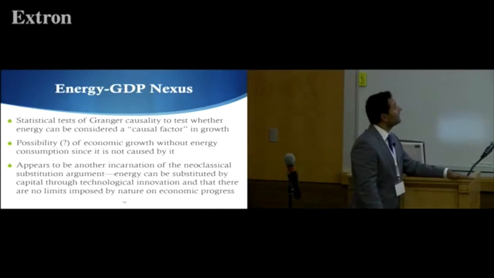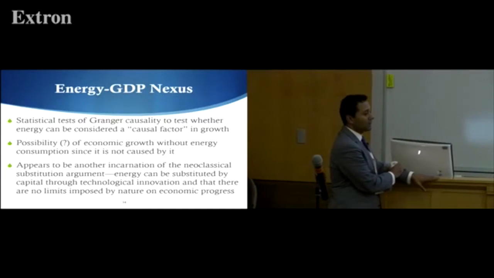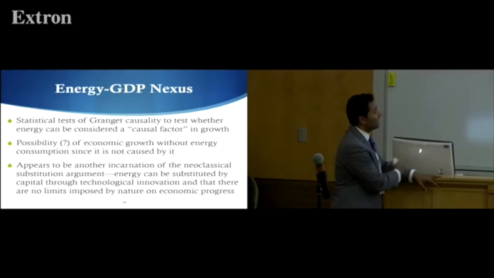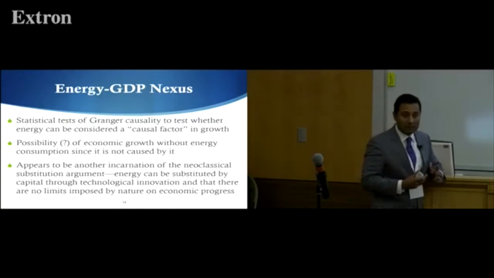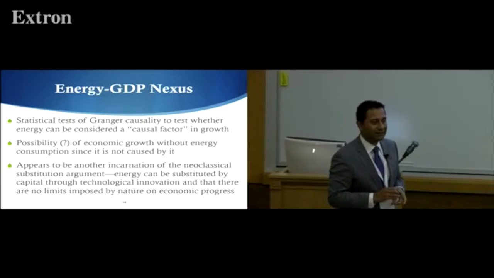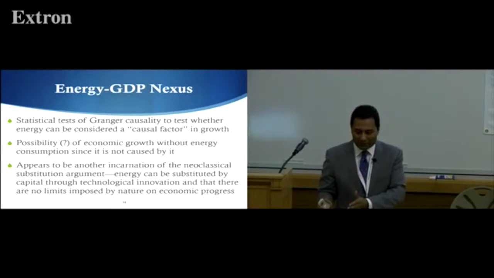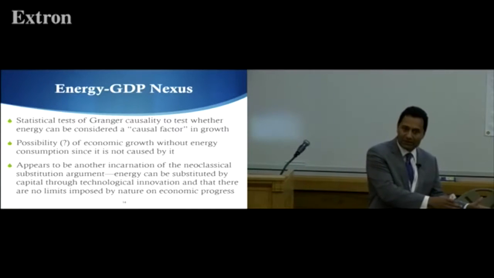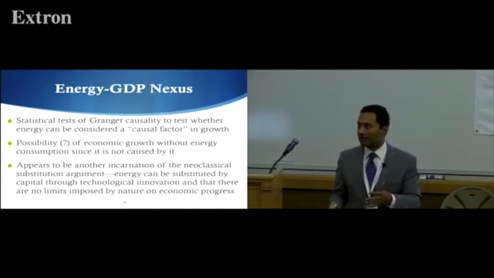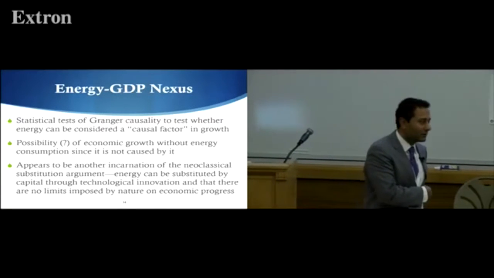Okay, so finally, there is also a strand which is known as the energy-GDP nexus. These are just using econometrics to test causation between economic growth and energy consumption. What these guys are trying to test is, does economic growth cause energy consumption, or does energy consumption drive economic growth? A lot of people think that the relationship is clear cut. But when it comes to this strand of literature, you'd be surprised, there is no consensus.